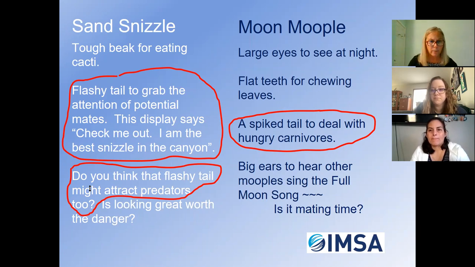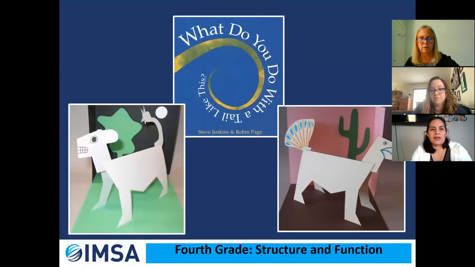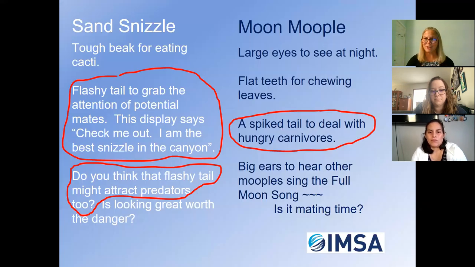If we go back a page, the two little characters that were there were made. Let's see if I can do this. There we go. All those patterns, all those templates are in those handouts. And then if you open it up, there are guts, because there are certain organs that have very specific purposes, its structure and function. So those templates are in there as well. Then they have to pick where this organism is going to live. And you can see in the backgrounds there, we have the sand snizzle and the moon moople. So they can get that imagination going, that creativity that you all mentioned before is so important.